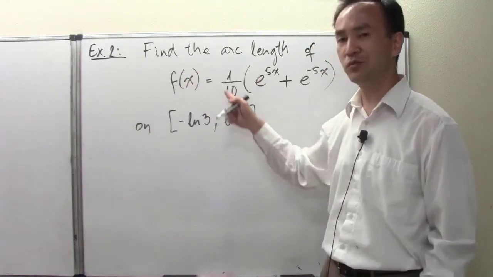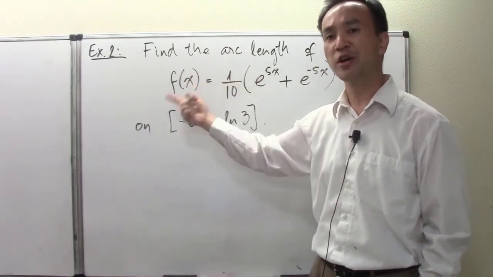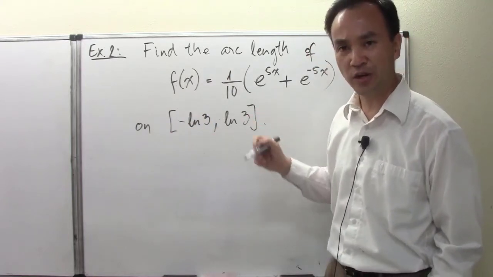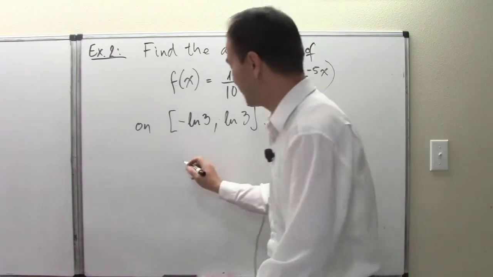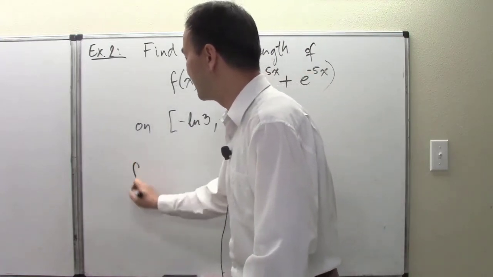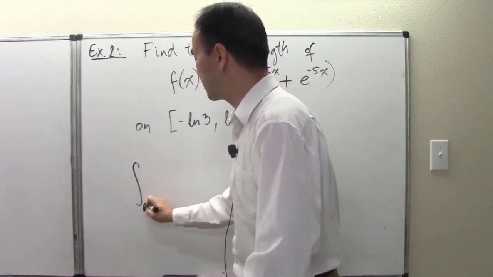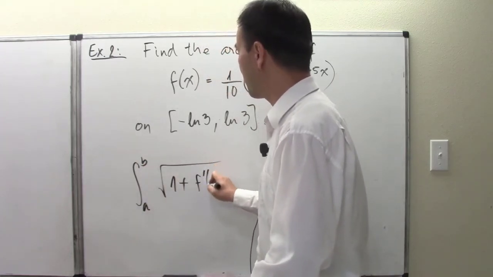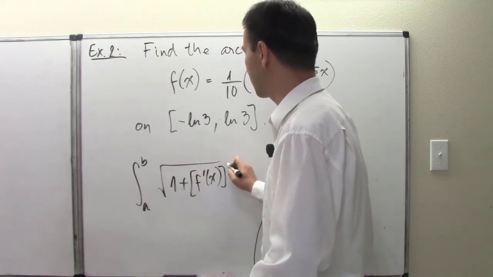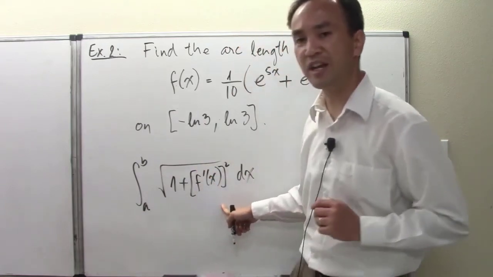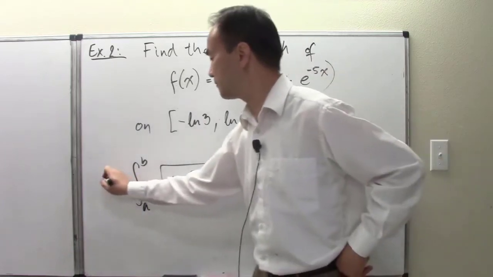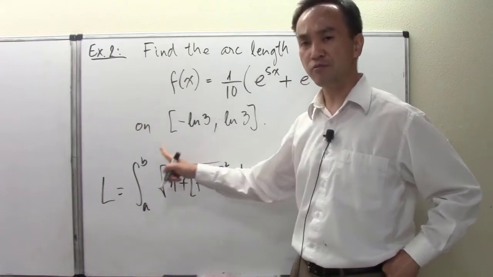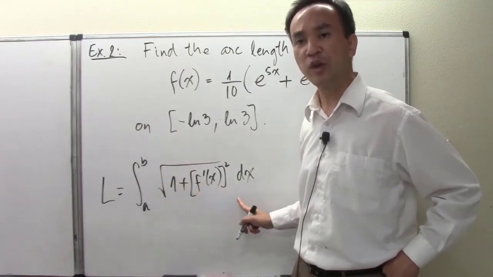One choice is to set up the integral to integrate with respect to x, and one choice is to set up the integral to integrate with respect to y. What I mean is we have one choice of writing the integral as an integral from a to b of the square root of 1 plus f prime of x squared, with a dx. We use this formula if we plan to set up the integral and integrate with respect to x.